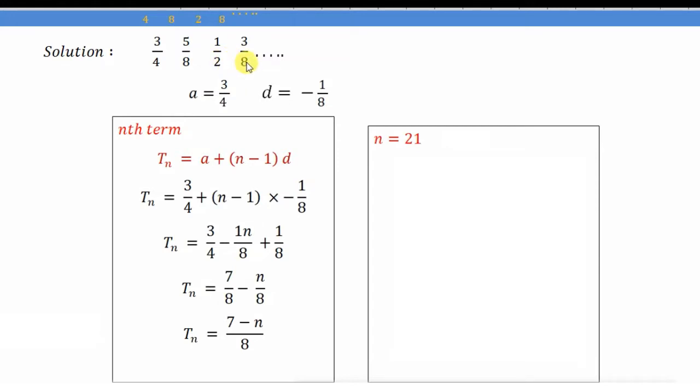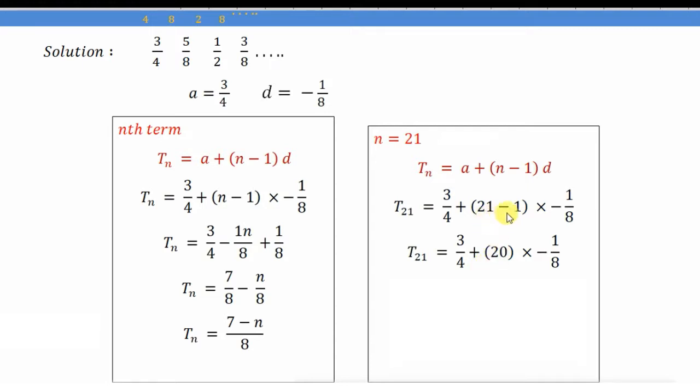Now we have to find the 21st term of this given sequence. So to find the 21st term, n will be 21. We know what a is and we know what d is. So T21 is equal to a, which is 3 by 4, plus 21 minus 1 times d, which is negative 1 by 8. So 3 by 4 plus 20 times negative 1 by 8. After simplification, I get 3 by 4 minus 5 by 2, that will be minus 7 by 4. So the 21st term of the given sequence will be negative 7 by 4.